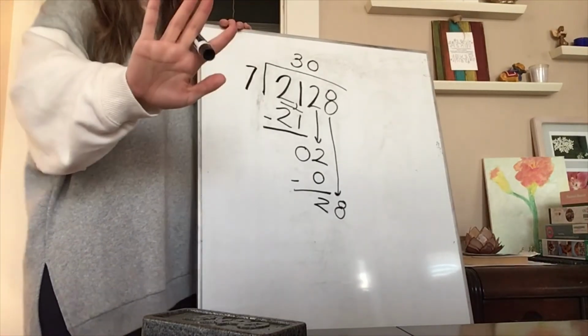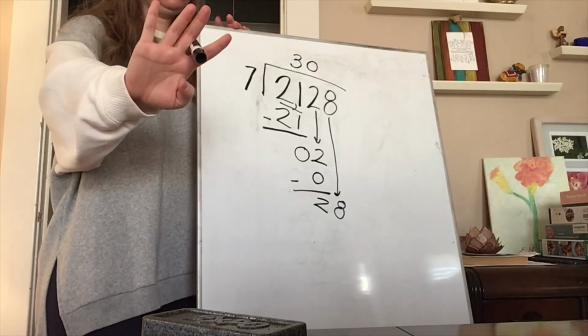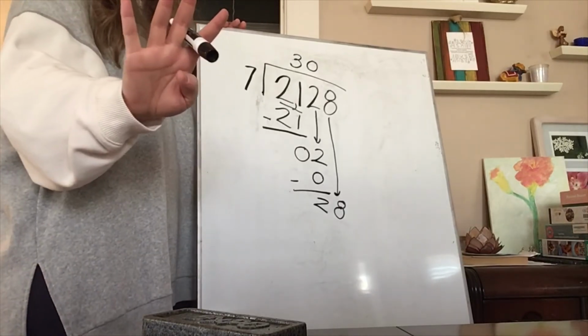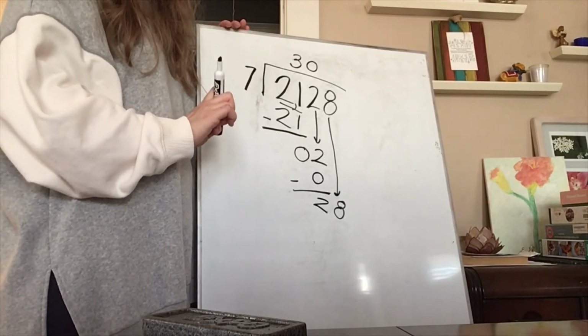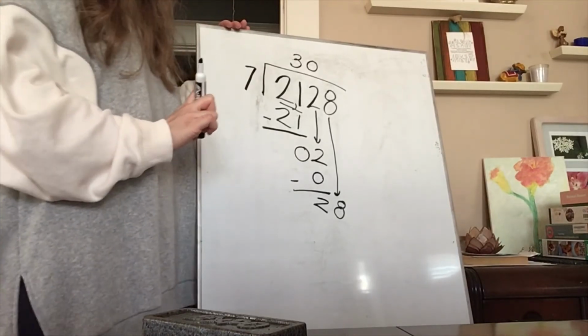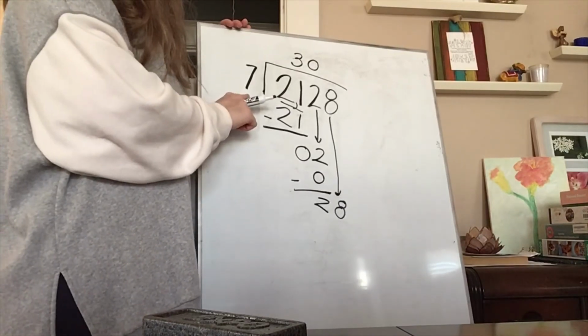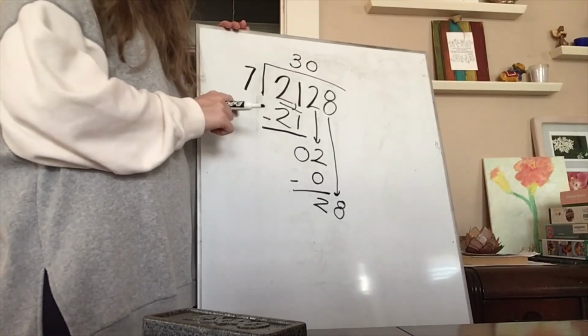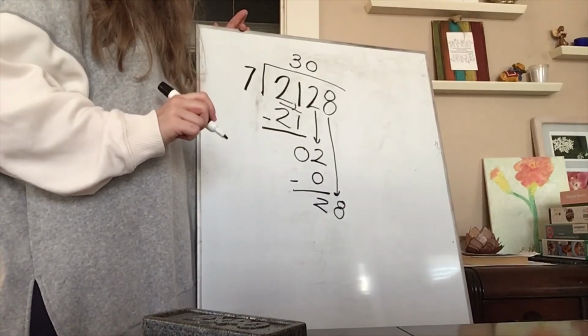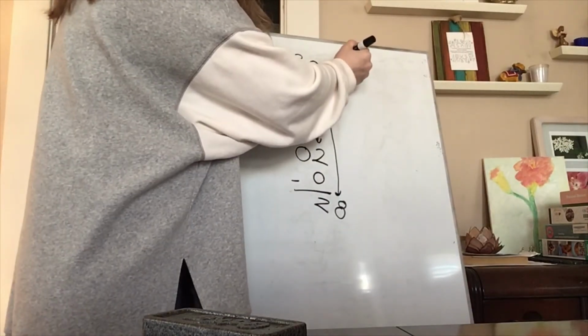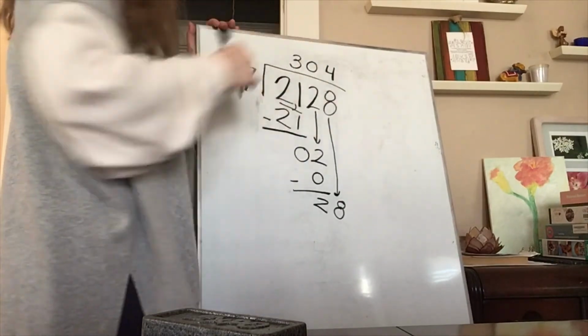Now what do we do? Aaron. We divide to see how many times our divisor can go into our new dividend. Very good. How many times does our divisor 7 go into our new dividend 28? 4 times. So we write that right above the digit we just brought down.